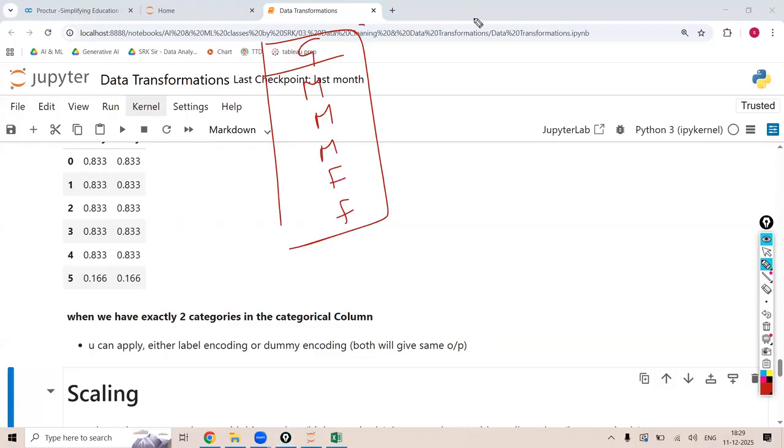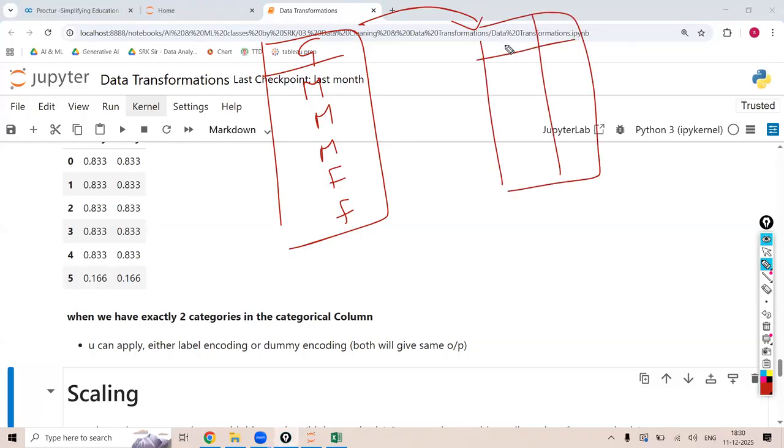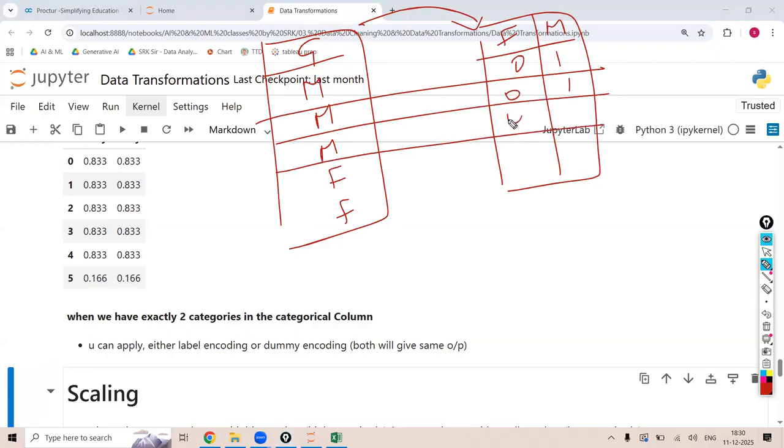Now tell me guys, if I apply dummy encoding, how many columns will be created? Two columns, one is female, one is male. Out of which one do we have to drop? The first record is 0, 1. Second record, 0, 1. Third record, 0, 1. Next one is 1, 0, 1, 0.